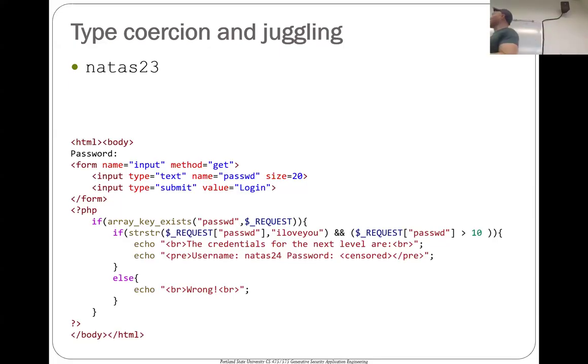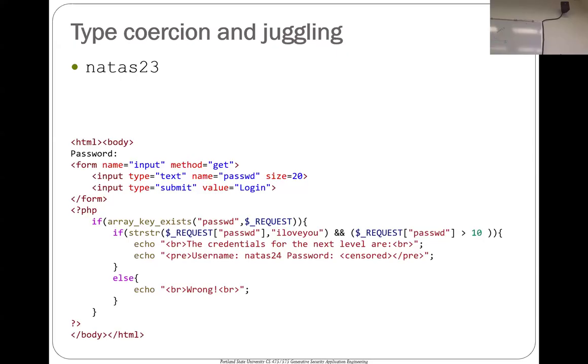So here's an example where you're like, oh, here is a password checker. I'm going to use strstr, and I'm going to see if the string that is sent in as the password field matches "I love you". And at the same time, the string is greater than 10. And you're like, well, this is always going to fail if this is true, because it's a string here. But then what is it here? It's not an integer, but this is PHP.